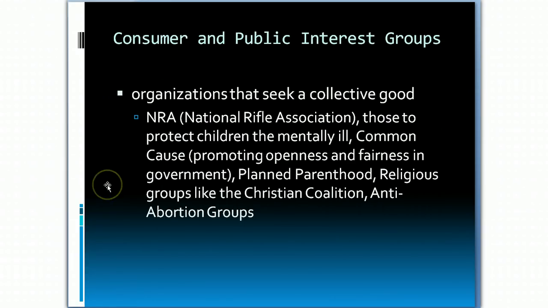Next are the consumer and public interest groups. These are organizations that are saying they're trying to improve the quality of life for everybody, but of course they kind of focus on an issue in their side of the issue.